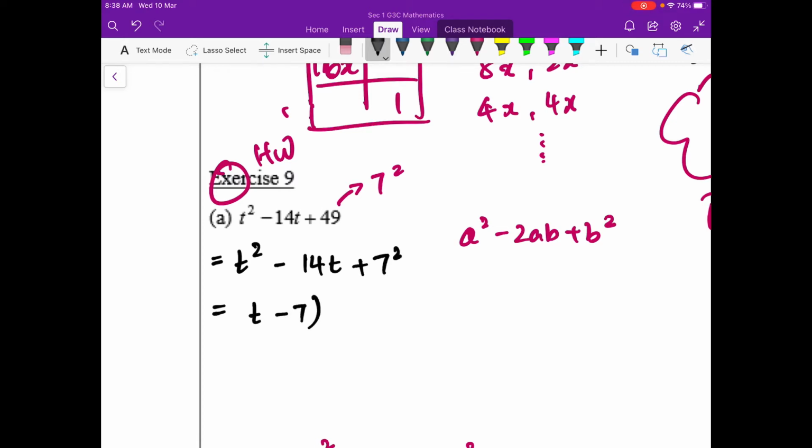T minus 7 square. So when you write this in your mind, do a quick check. T square minus 2 times of T times 7. That is our second term. 2 times of T is 2T times 7, 14T. So minus 14T plus 49.